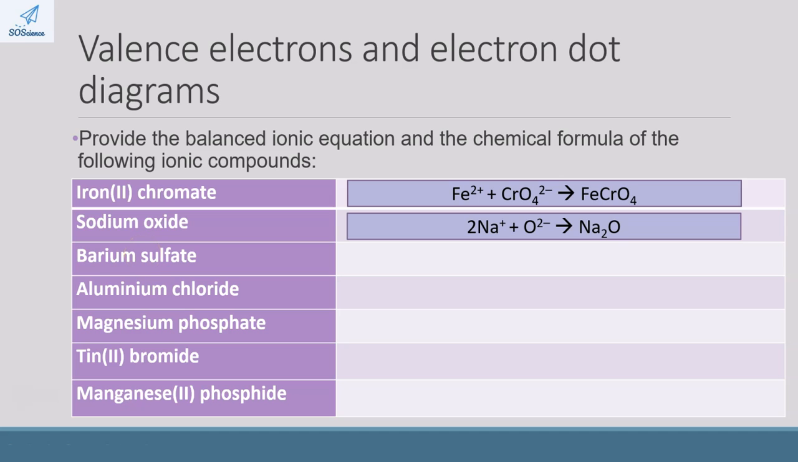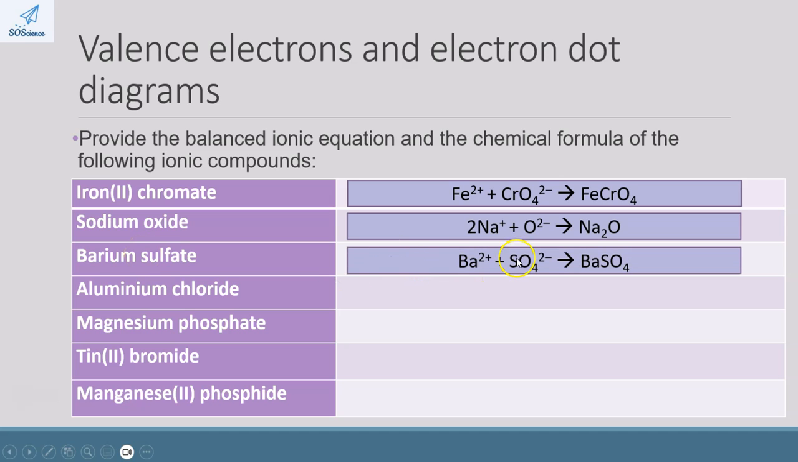Let's look at barium sulfate. Barium is in column 2, so it's Ba2 plus, and the sulfate ion is SO4 2-. And this is nice and easy because there's a 2 plus and a 2 minus. They balance each other out in a 1-to-1 ratio. So 1 Ba2 plus and 1 SO4 2- will make 1 BaSO4.